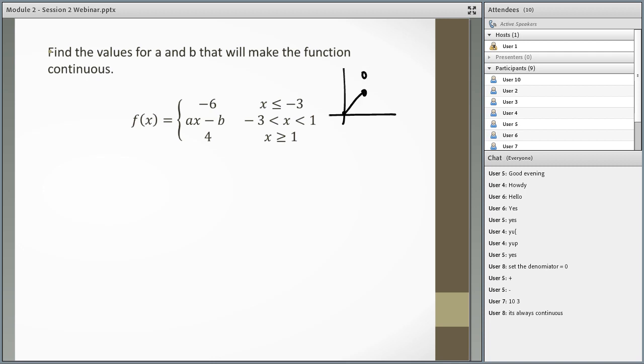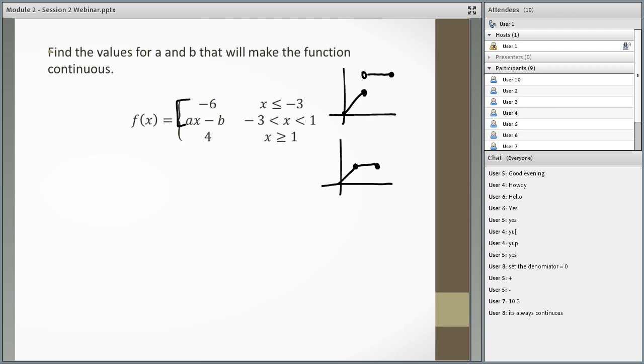A piecewise function could look something like this. But that's discontinuous. So the idea is I want to make this piecewise function continuous, which means I basically want to join all of the parts together. So if we look at the first two parts of the piecewise function, -6 and ax plus b, how am I going to ensure that those two have no breaks in the graph or no holes?